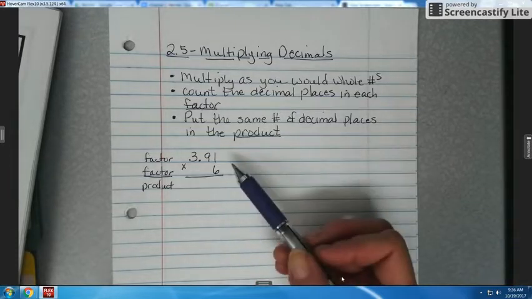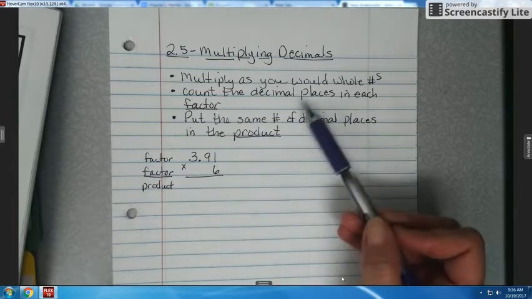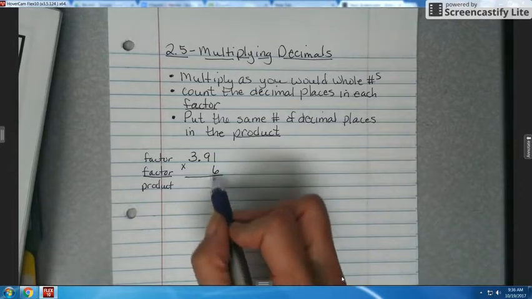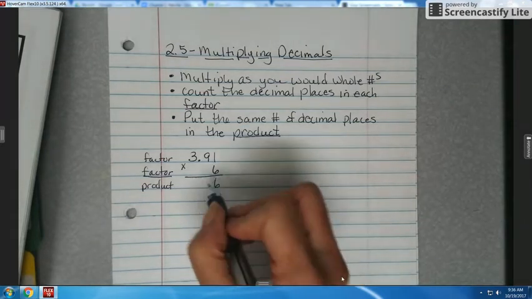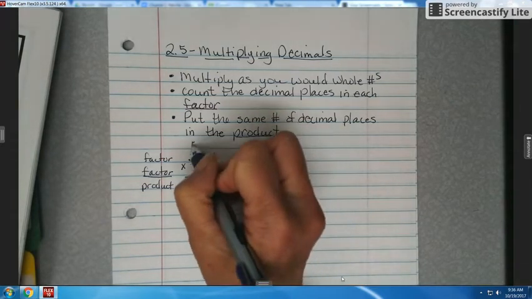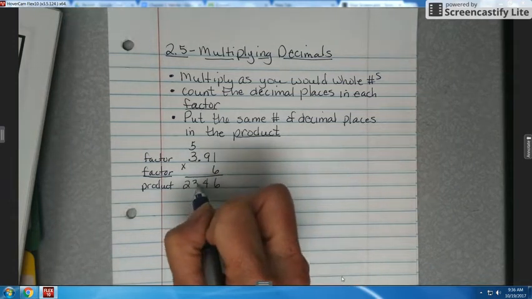So if we follow the rules or the notes that we just wrote up here, we're going to multiply as usual. So 1 times 6 is 6. 9 times 6 is 54. Regroup the 5. 3 times 6 is 18, plus 5 is 23.